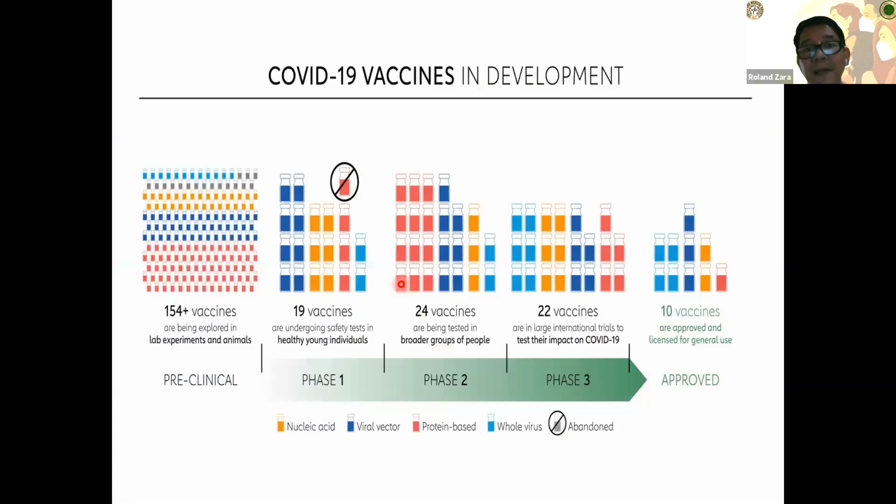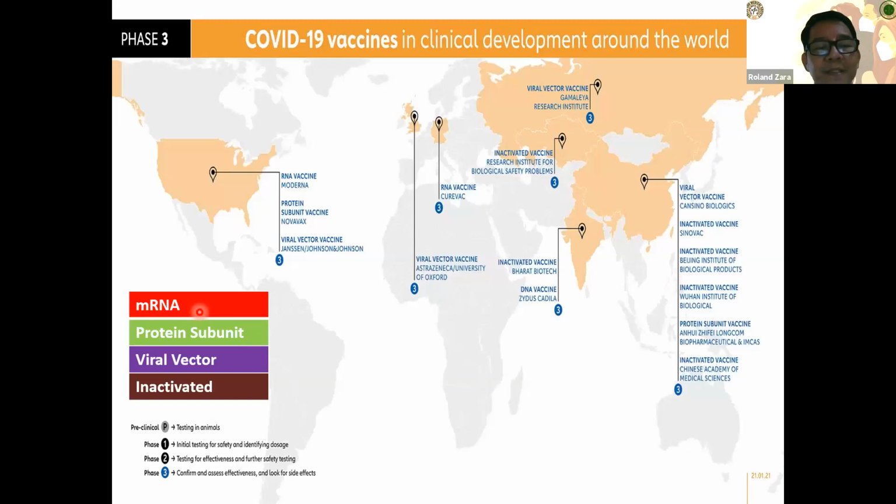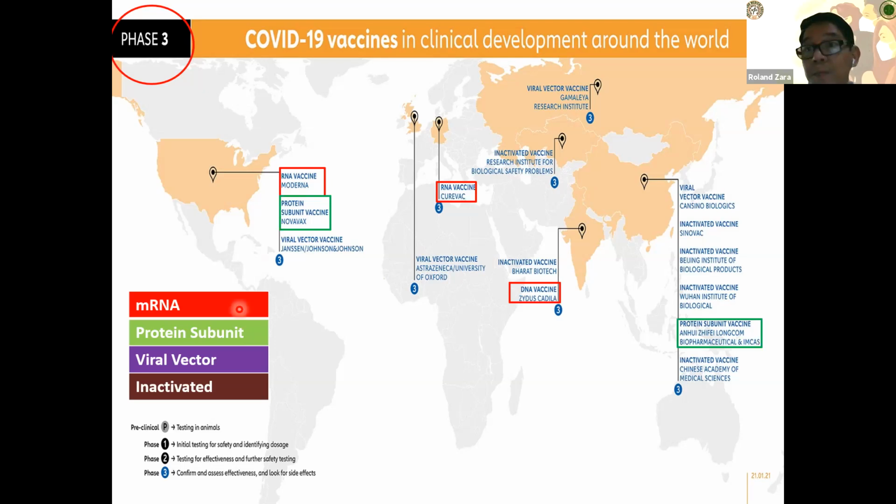Okay, so we have several candidates of vaccines, and there are 10 vaccines approved and licensed for general use. These are the several platforms: mRNA, protein subunit, viral vector, and inactivated. These are the countries that can produce your mRNA vaccine, your Moderna, your Pfizer. These are the protein subunit, yung kumbaga spike lang yung ibibigay sa'yo. Novavax, yung sabi nilang one unit, one dose ata, and your protein subunit sa China.